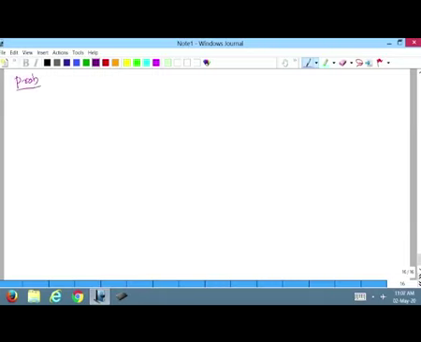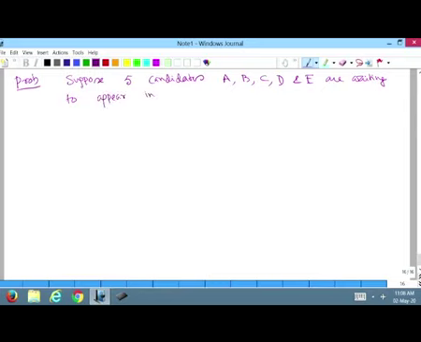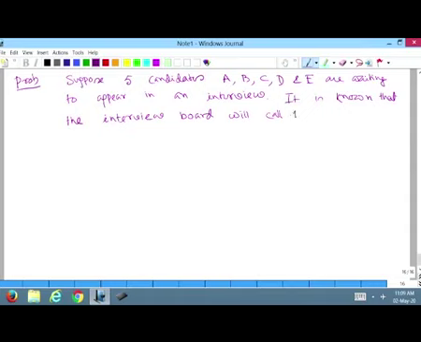Another problem. Suppose 5 candidates A, B, C, D and E are waiting to appear in an interview. It is known that the board, or the interview board, will call them randomly in any order.